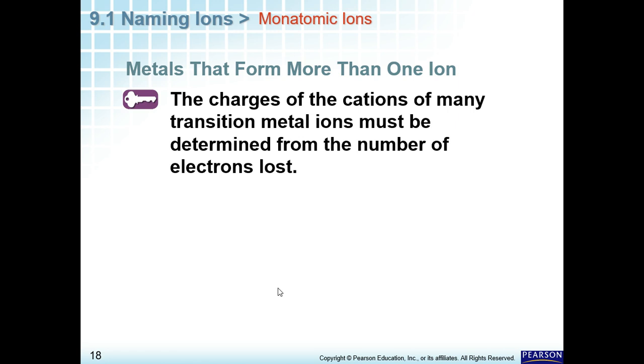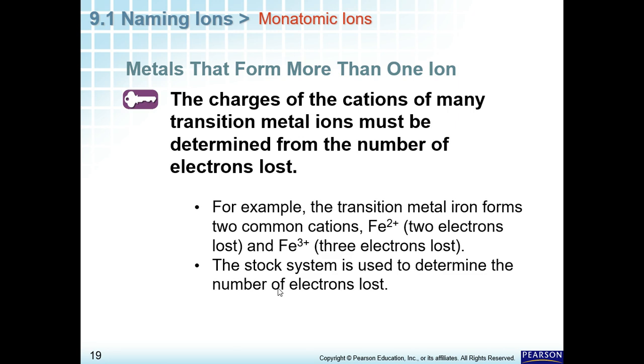Now, since these have more than one possible charge, the charge of these has to be determined by saying how many electrons are being lost. For example, if you get an iron and I say, give me the charge of iron, you could give me a 2+ or a 3+. And you wouldn't know which one's the correct answer unless I told you how many they lost. So I'd have to tell you they lost 2 or they've lost 3 electrons.